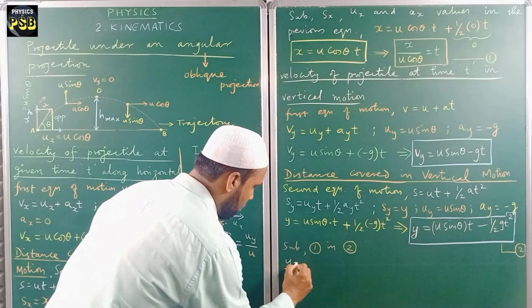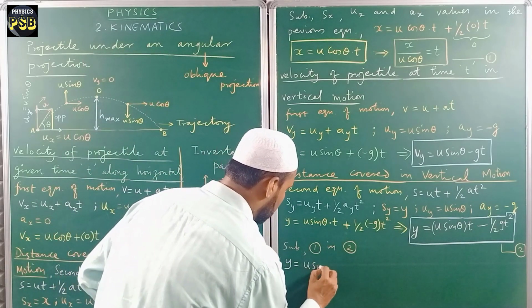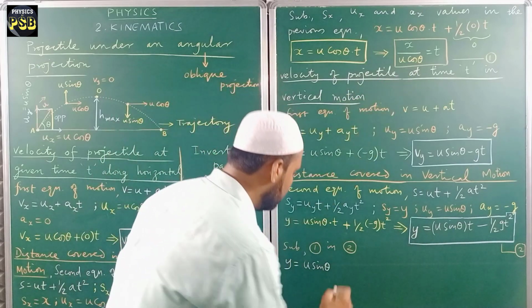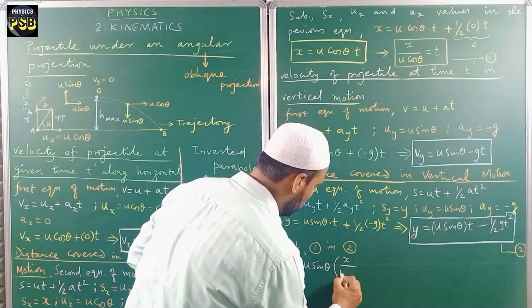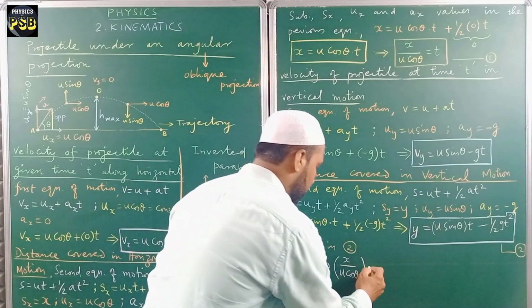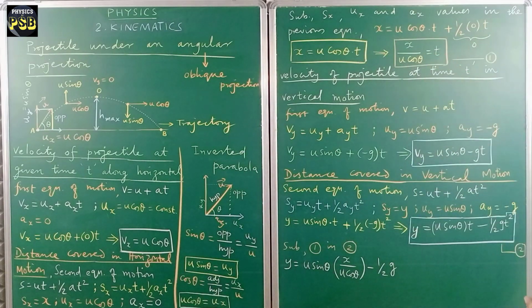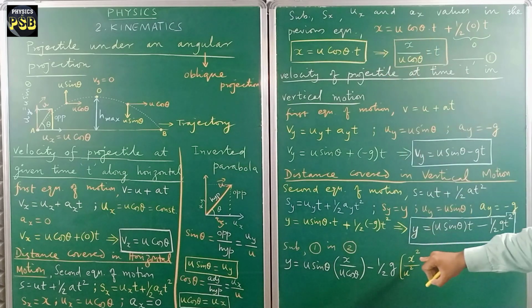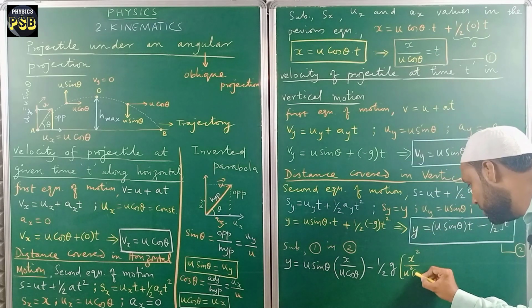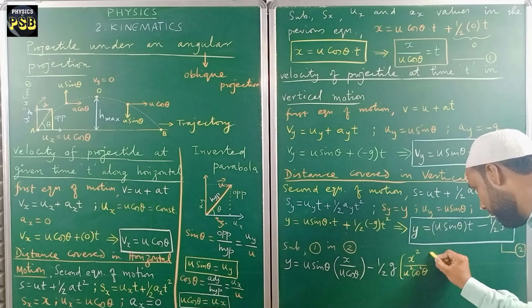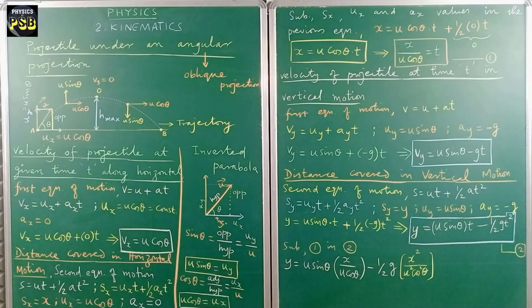Here, y equals u sin theta. In the place of t, I write x upon u cos theta, minus half g. Then I square this value. Then I substitute here that x square upon. Now I skip one step here. When I square the whole term, what is present in the numerator will become x square, u will become u square, cos theta will become cos square theta. Fine. This is what I get.